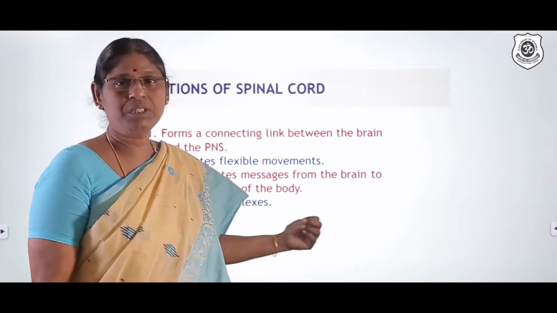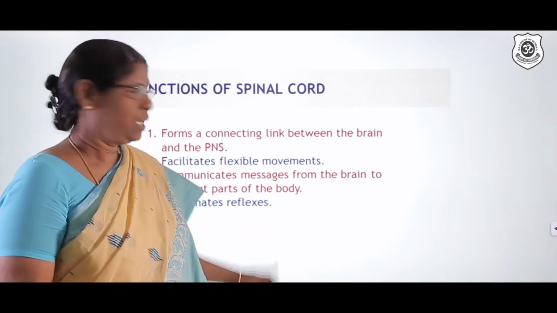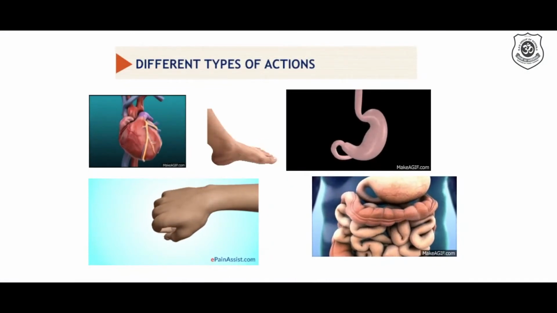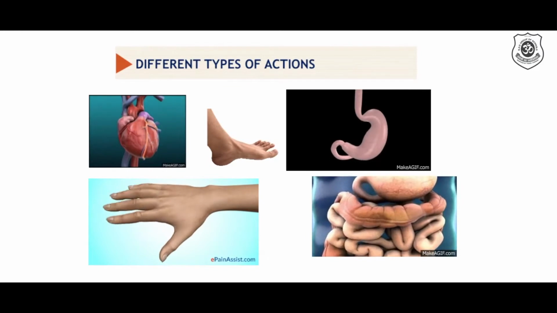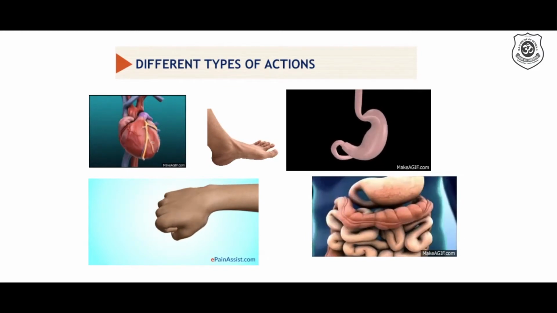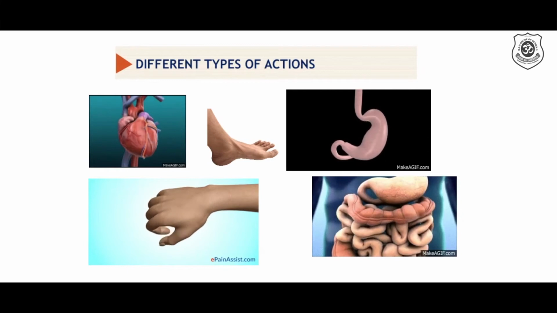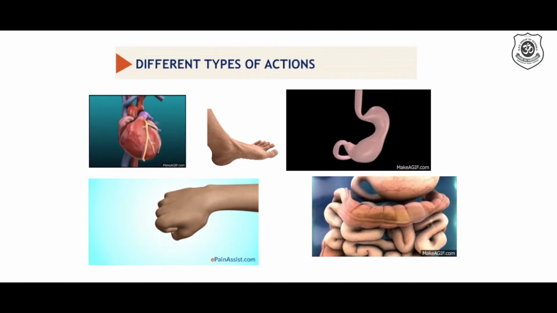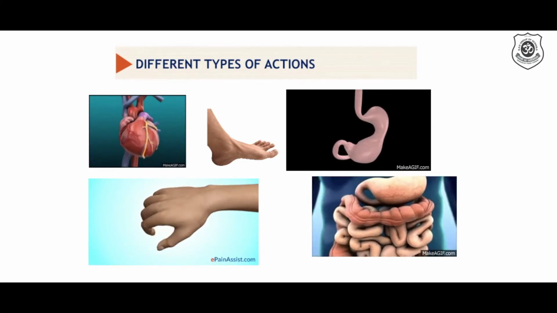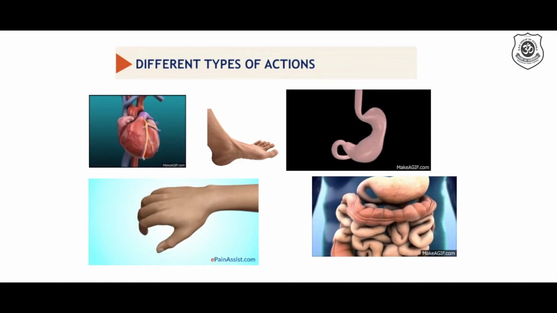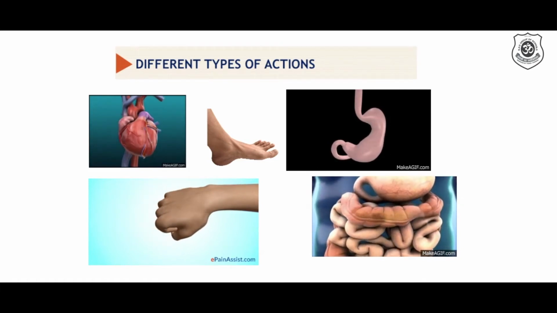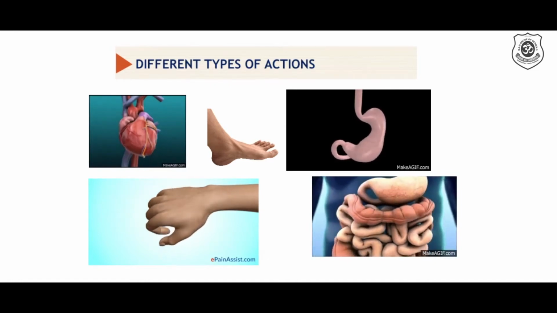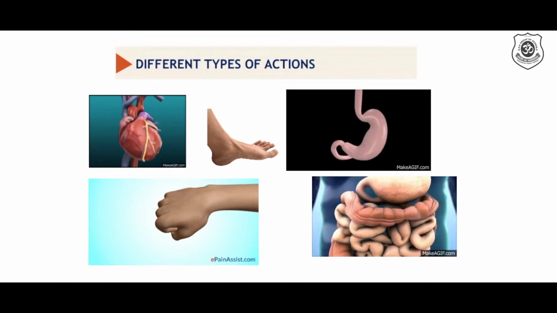This is a very important function of the spinal cord. It brings about reflex action. Now let us see the different types of actions in our body. Here you see the heartbeat. The next is the leg moving, and this is the stomach. Inside the stomach, digestion is taking place, and you see the hands opening, and you can see the fingers opening and closing. Here you see the stomach and intestine. So all these are some of the actions that take place inside and outside our body.